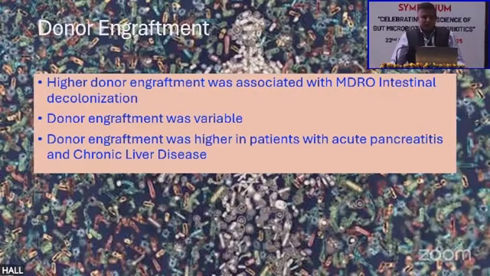Higher donor engraftment was associated with MDR or intestinal decolonization. Donor engraftment was however variable. Donor engraftment was seen much more in patients with acute pancreatitis and patients with chronic liver disease. So where does it all end up with us?